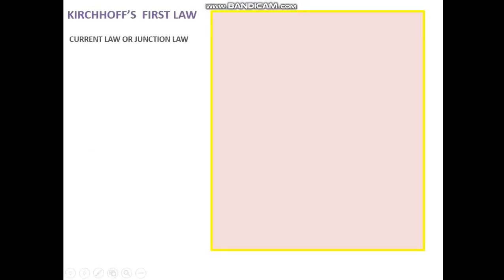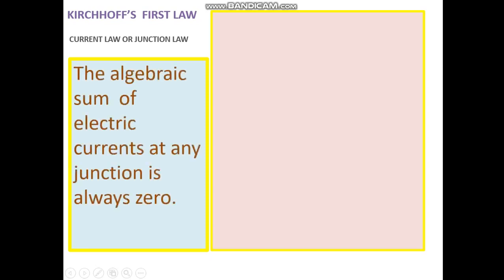First we have Kirchhoff's first law. This is also known as the current law or the junction law. The statement of the law is: the algebraic sum of electric currents at any junction is always 0. That is, summation of I is equal to 0.